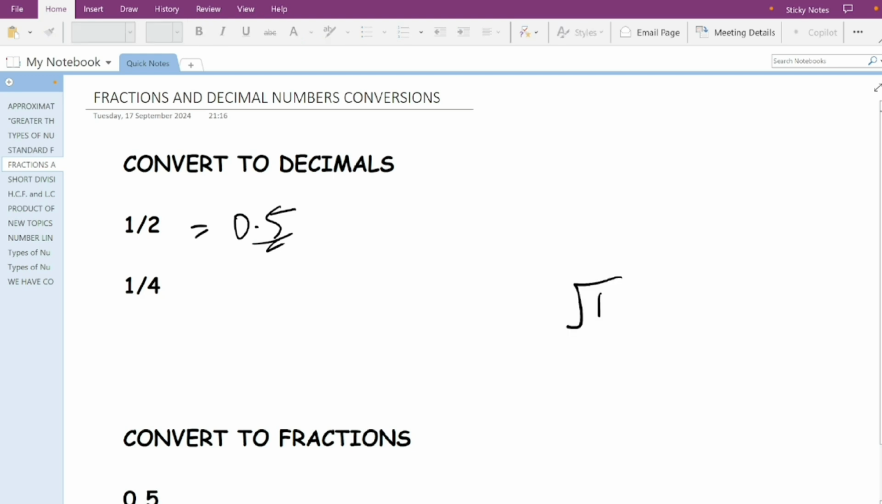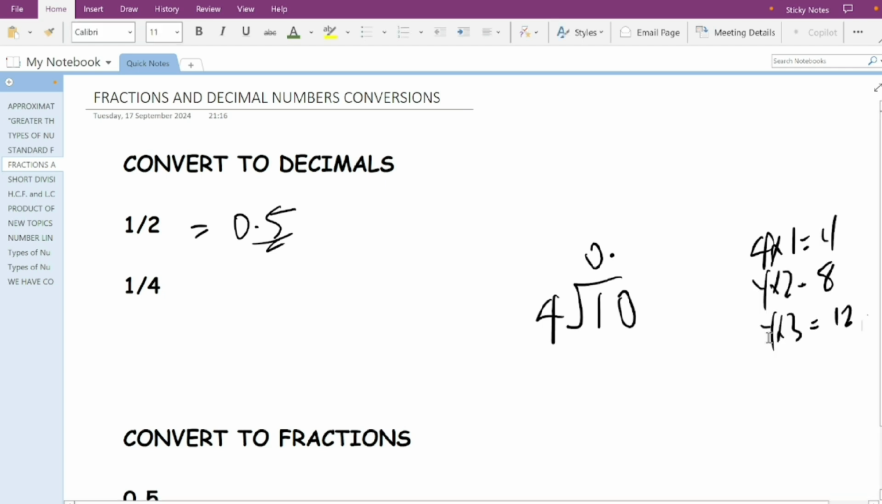So we have 1 inside and 4 outside. 1 is on top and 4 is below. So the 4 that is dividing 1 will be outside. Then the 1 will be on this side. And since 4 is bigger than 1, we'll add a 0 point. Then we increase this 1 to 10. We know our 4 times table: 4 times 1 is 4, 4 times 2 is 8, 4 times 3 is 12. The closest to 10 is 8 because the next number is 12, which is bigger than 10.